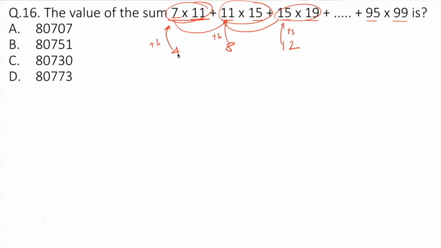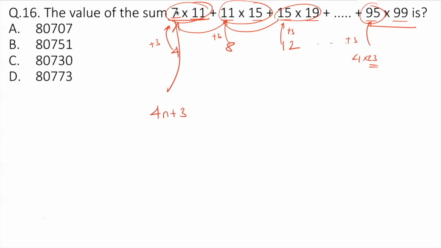So the first term here is 4 into 1 plus 3. The next term here is 4 into 2 plus 3. The next term is 4 into 3 plus 3. And likewise, the last term here is 4 into 23 plus 3. So there are 23 terms, and the last term has 95 as the first number, 4 into 23 plus 3. So in general, the first term everywhere can be written as 4n plus 3, right?